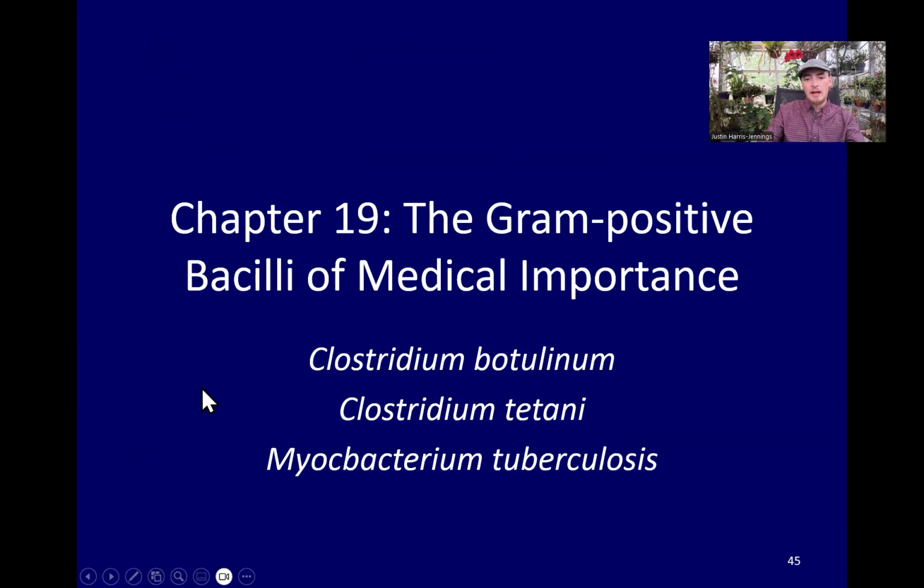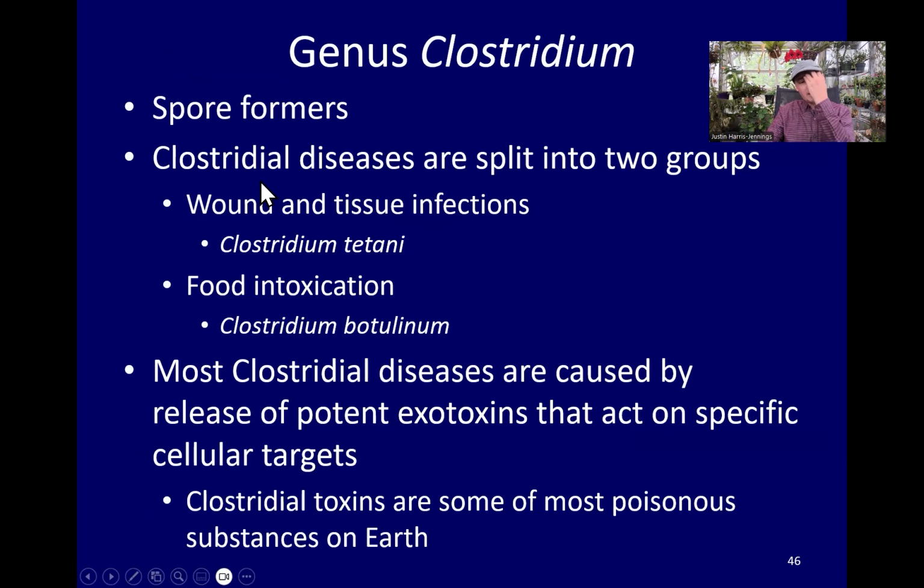We then have Clostridium botulinum, Clostridium tetani, and Mycobacterium tuberculosis. So Clostridium tetani and Clostridium botulinum are found within the soil. Typically, with tetani, you're exposed to it through your environment. With Clostridium botulinum, you're exposed to it through your food. You can classify these diseases as, are they going to be infections that you get in your day-to-day life, or are they going to be something that you get from food specifically?